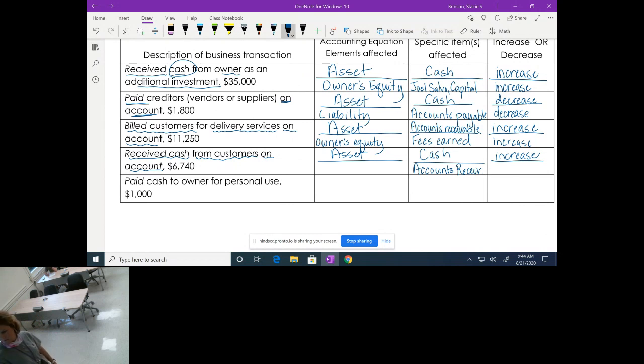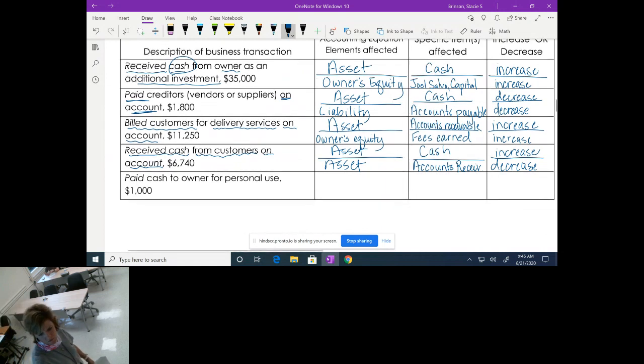Okay, so this is an asset as well. And it's an increase. No, it's a decrease. Whoops, sorry. Yeah, and that's the thing too. We're not really doing it on this one so much, but you have to make sure that whatever you're doing is causing the accounting equation to stay in balance. And we'll talk about that in a minute. Paid cash. So what does that tell you?